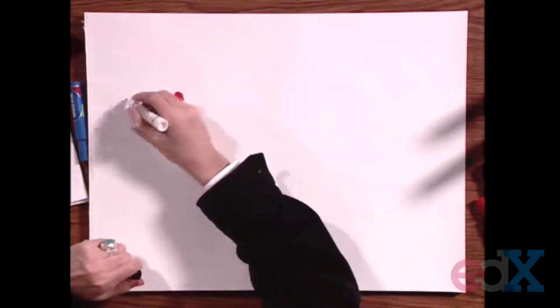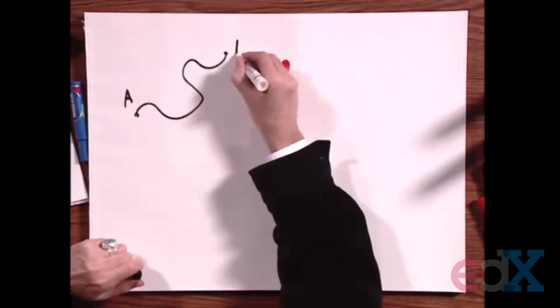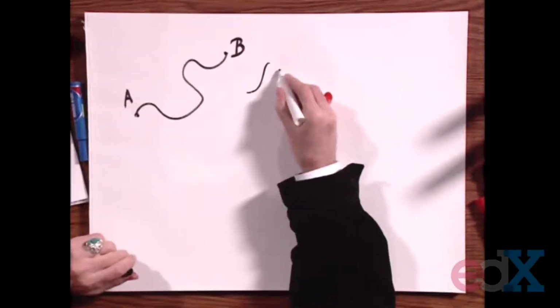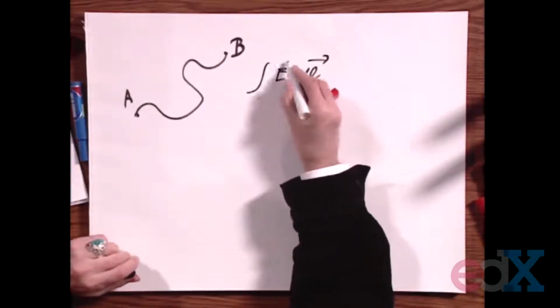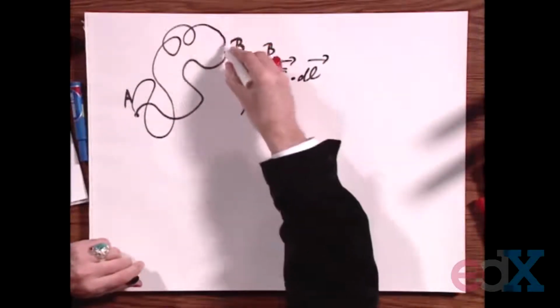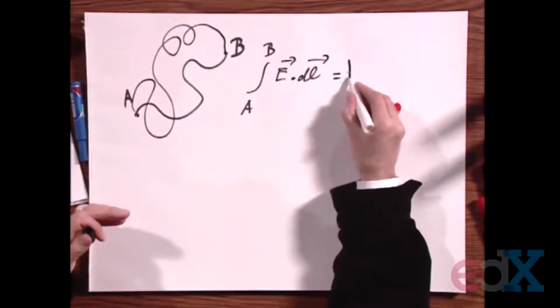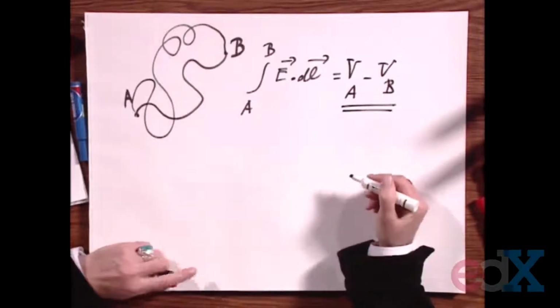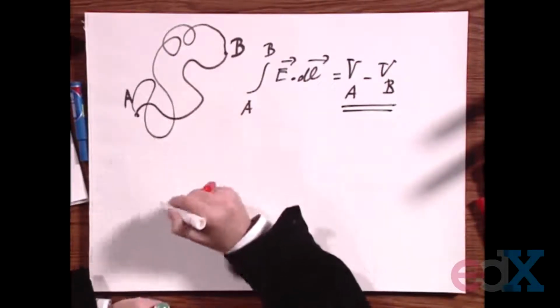So if I go from point A in some crazy way to point B, and if the integral of E dot dl along this path is independent of how I'm going, then the potential difference, VA minus VB, is uniquely determined, and we call the electric field then a conservative field. If, however, the integral E dot dl depends on the routing, then the electric field is non-conservative.